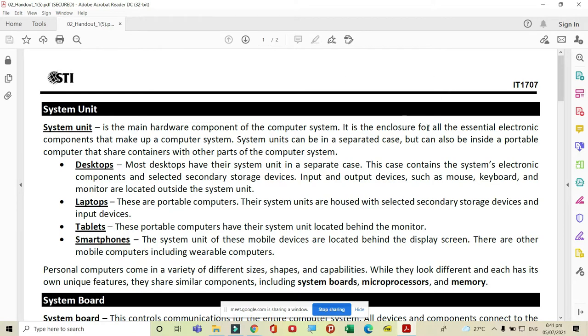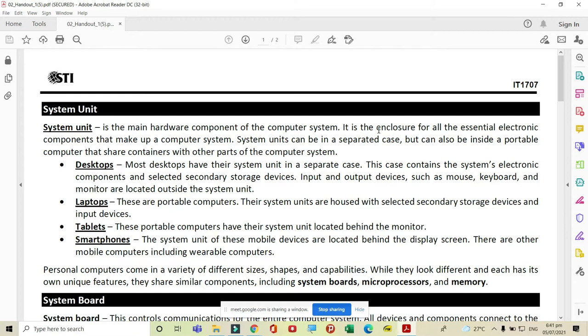It is usually an enclosure for all essential electronic components. When you say enclosure, it means it is the protective casing or house for the essential electronic components of a computer system. It is like a box that protects the tiny electronics and chips of your computer. That is its purpose. Basically, it provides a safe place for all those electronics so they are not easily damaged.